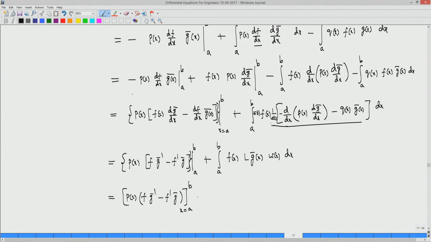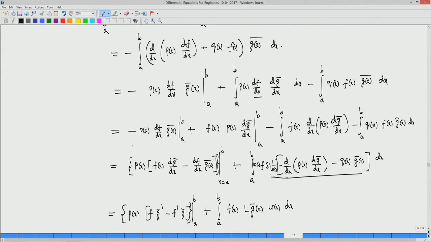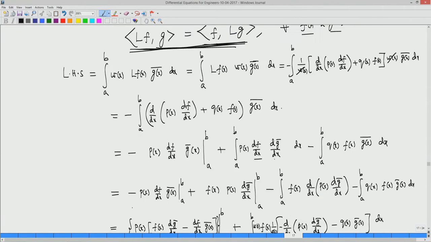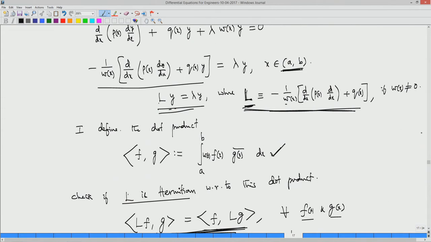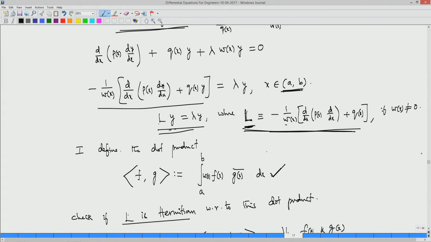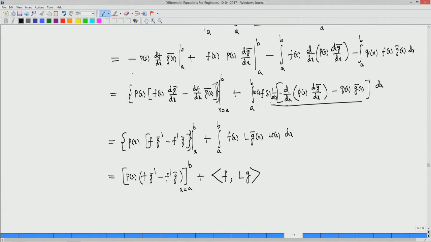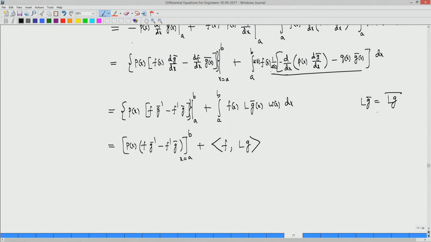Plus this is nothing but f L g bar, because L is actually a differential operator. A differential equation with real coefficients, those functions A1, A2, A3, all p, q, r. You have p, q, w, these are all real valued functions, so the bar does not make them anything. So, L g bar is the same as L g whole bar. If you think of it like that, that will give you this dot product.